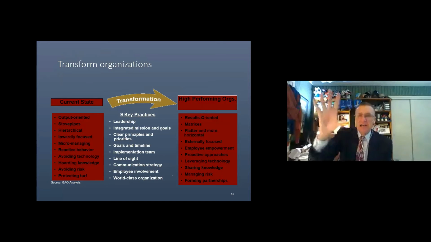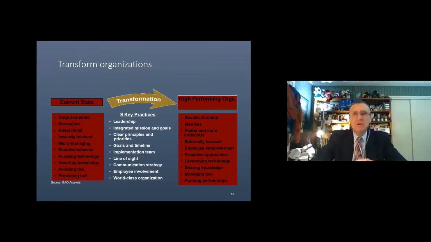And this is not an analytic slide. I mean, there's a bunch of words on it. But the current state of too many government organizations, not all, but too many, is that they focus on outputs in their own activities. They operate in stovepipes and hierarchies. They focus inwardly. They micromanage rather than giving the authorities and the flexibility of tactics that Admiral Allen mentioned. They're reactive. They wait until a crisis occurs. They avoid technology. They hoard knowledge. They seek to avoid risk rather than understanding if we want to achieve something big, we're going to have to entail some risk. And they're all about turf protection.